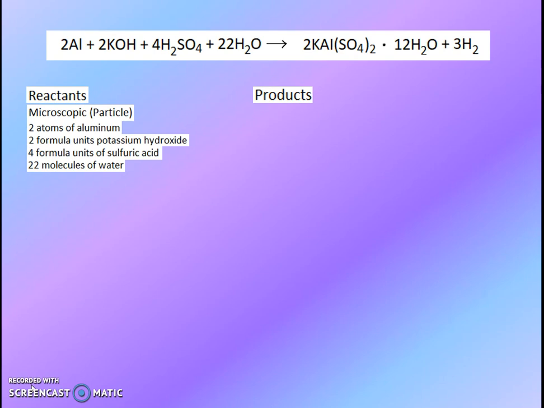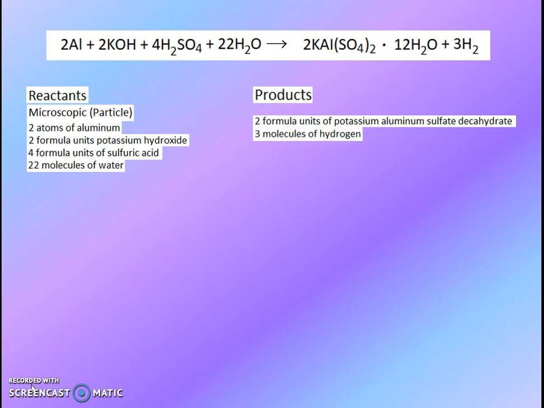And then to our product side, we have 2KAl(SO4)2 dot 12H2O, so that's actually what we call a hydrate because there's water actually trapped in there with our potassium aluminum sulfate. So I have 2 formula units of that potassium aluminum sulfate dodecahydrate, and also then 3 molecules of hydrogen, H2, diatomic hydrogen being produced. So there's our microscopic level.